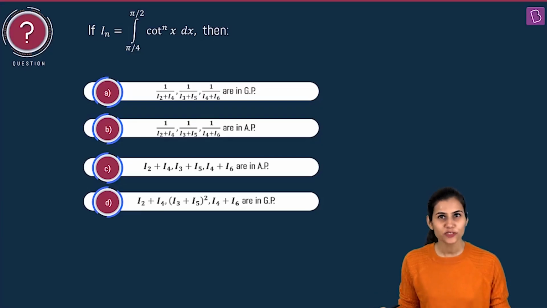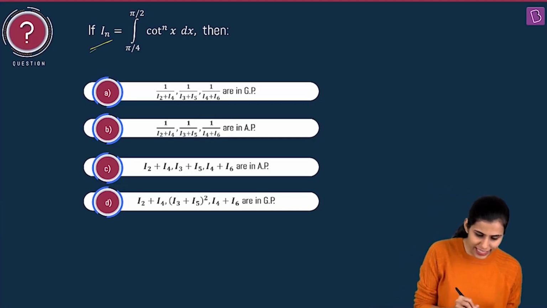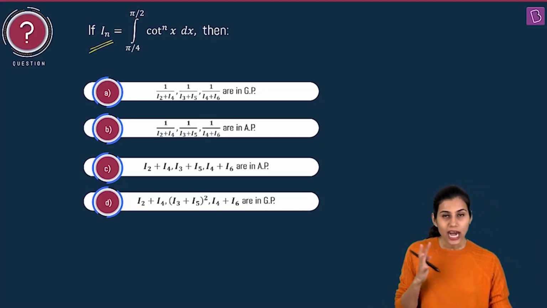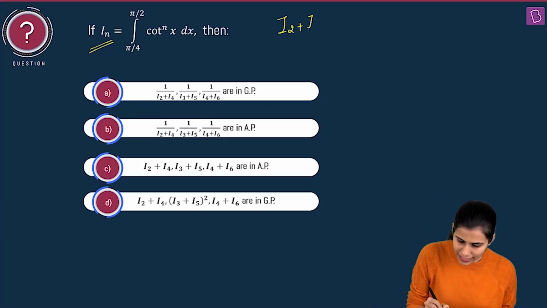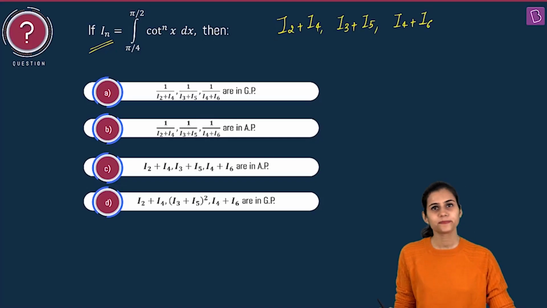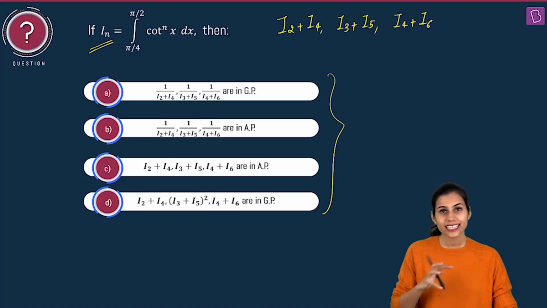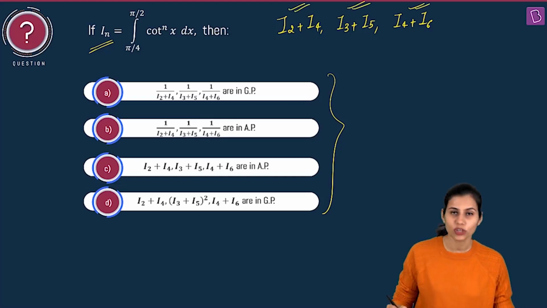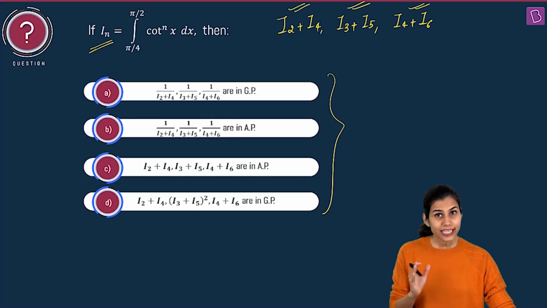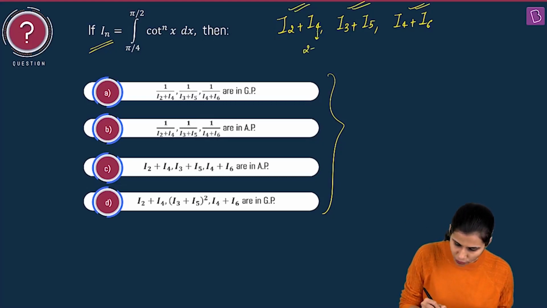Coming up next is this question from definite integrals. It is giving you the expression for In and asking you to compute the relationship between three terms, I2 plus I4, I3 plus I5, and I4 plus I6. So which out of the given four options is representing the correct relationship between these three terms is what you have to find. Now realize in here that 4 is nothing but 2 plus 2, 5 is nothing but 3 plus 2, 6 is nothing but 4 plus 2.